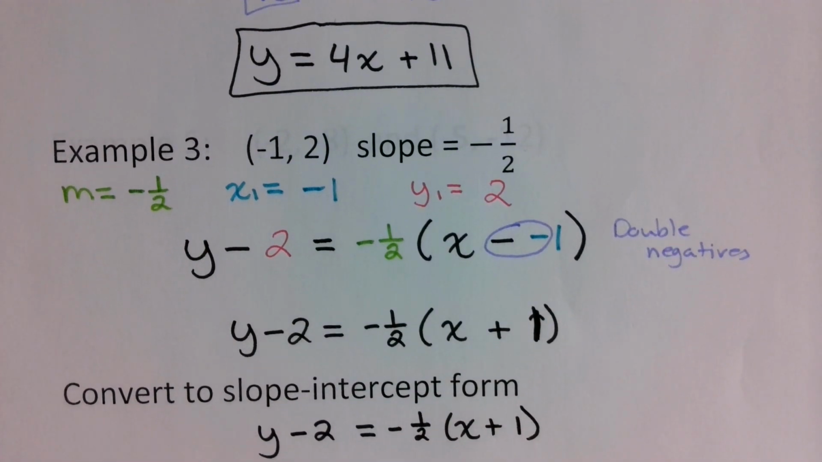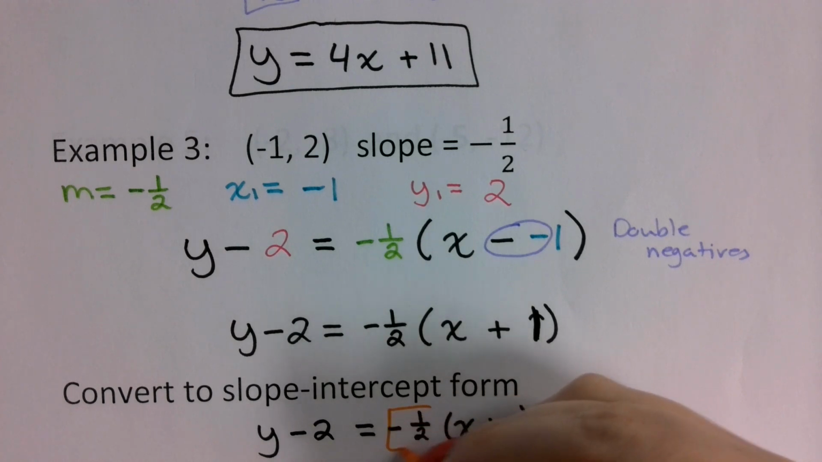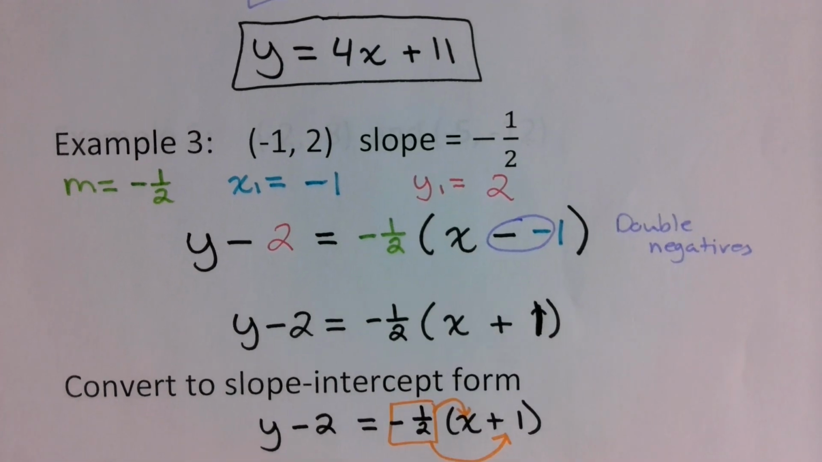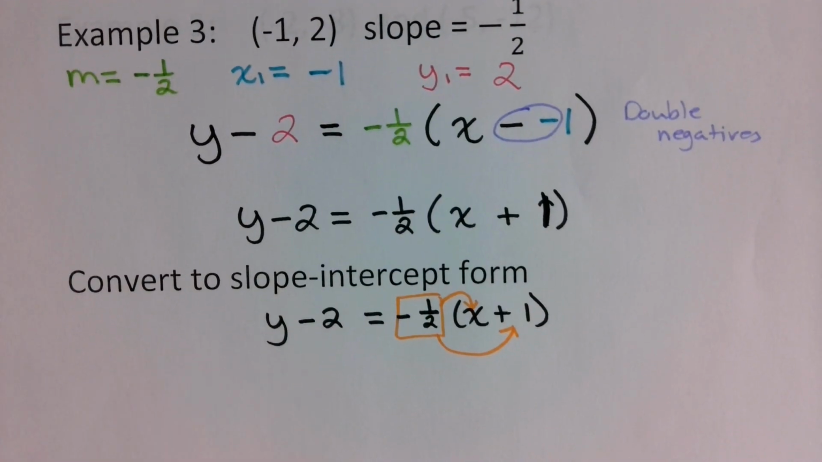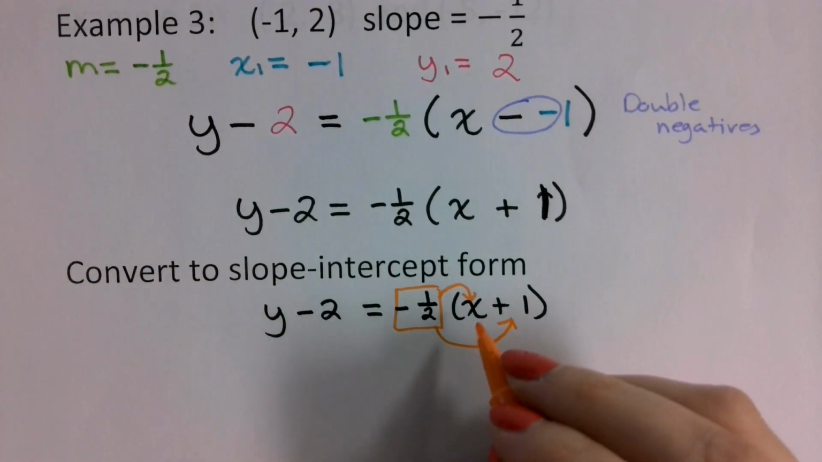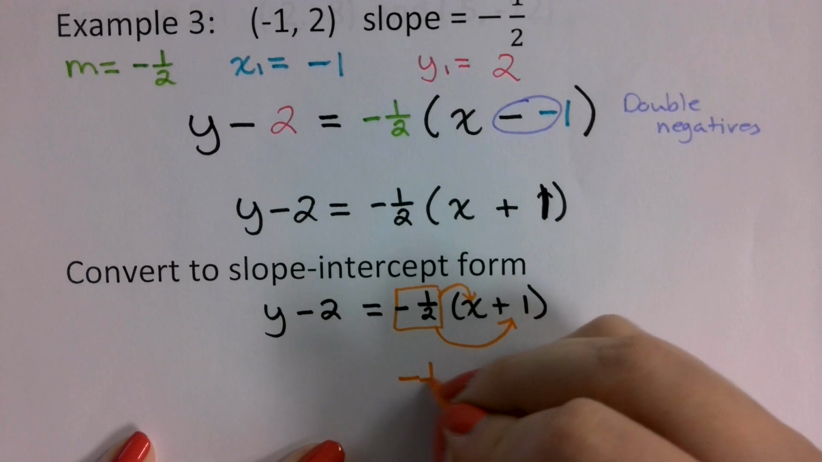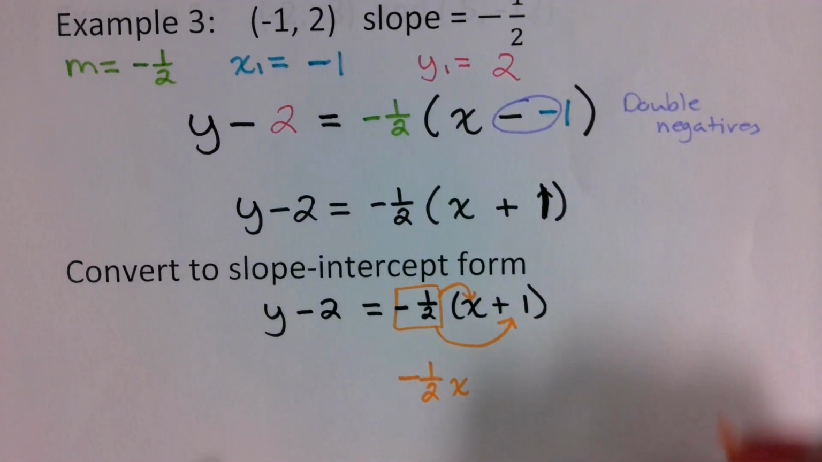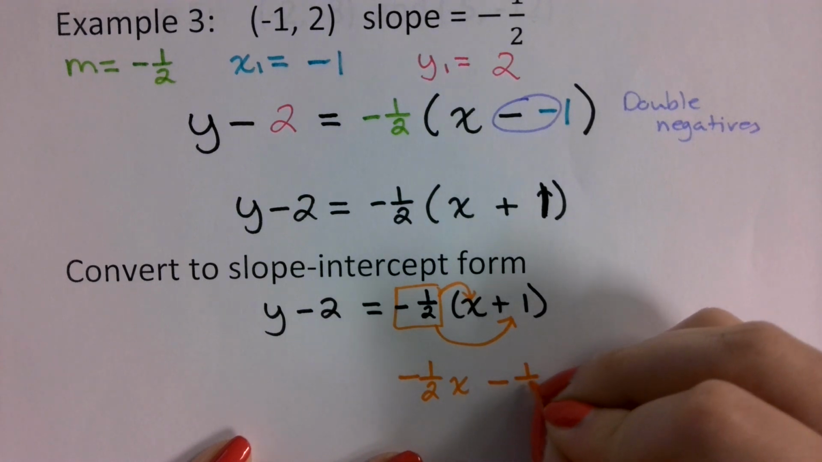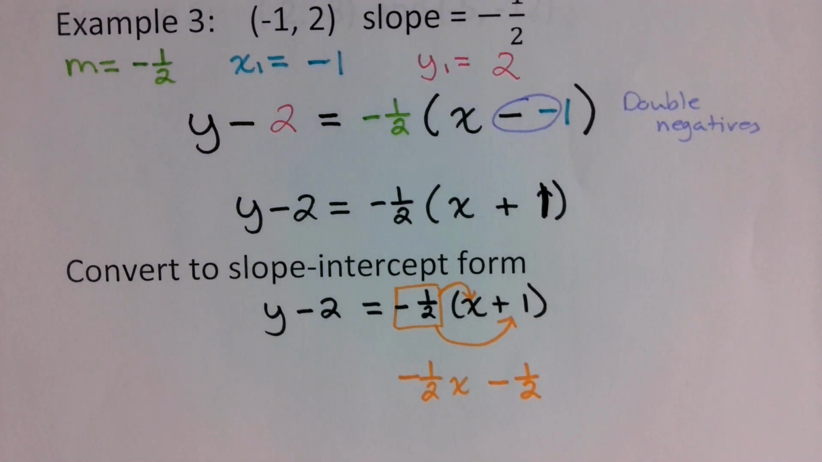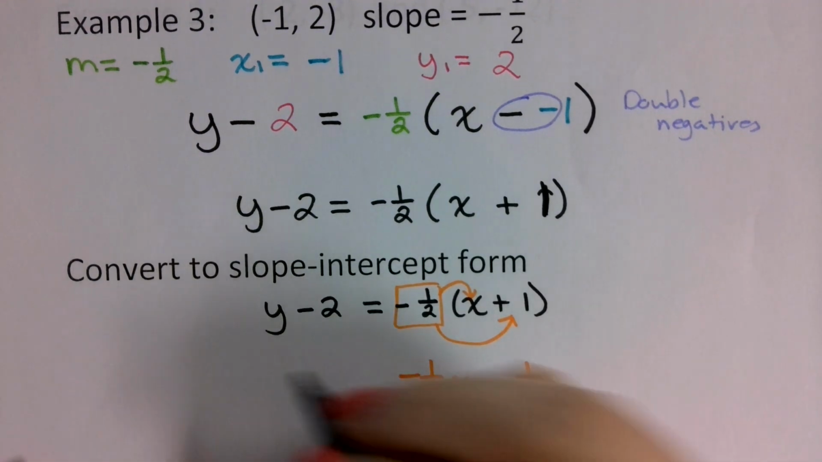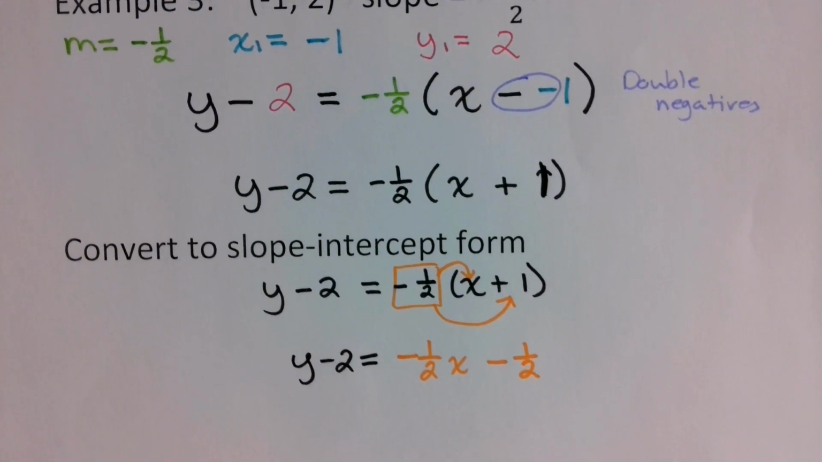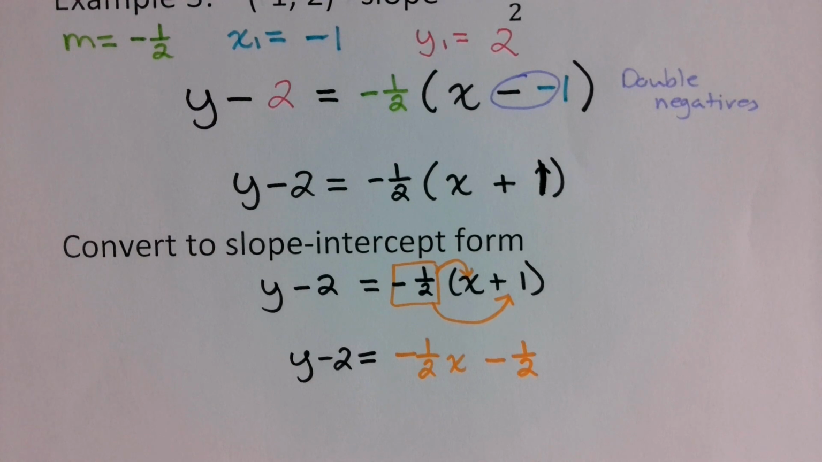We're going to distribute first. We're going to take that -1/2 and multiply it by x, -1/2 and multiply it by the 1. -1/2 times the x comes out to -1/2 x. -1/2 times a positive 1 comes out to a -1/2. So we have y minus 2 is equal to -1/2 x minus 1/2.